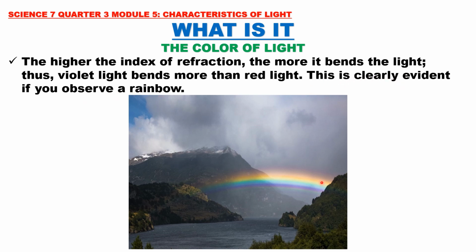A rainbow is one example of dispersion of white light. Usually, we observe rainbows after it rains. After it rains and then the sun shines, the white light from the sun passes through raindrops in the air. The raindrops serve as prisms, and white light is separated into its constituent colors, ROY G. BIV: red, orange, yellow, green, blue, indigo, and violet. Here we can observe that violet light is more bent than the colors above it because of the higher index of refraction.